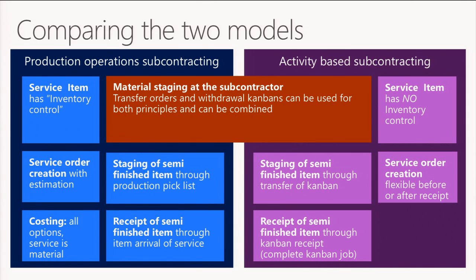And costing, we have basically all options for costing for production orders in the case of the subcontracting. The subcontracting service, though, is seen as material. So in your cost blocks, it would always be in the material block. And also from an accounting perspective, it would be in the material accounts. It will not be in a labor account or something like that.